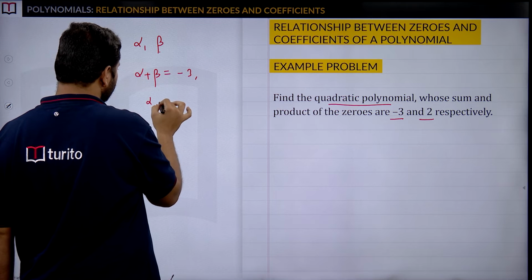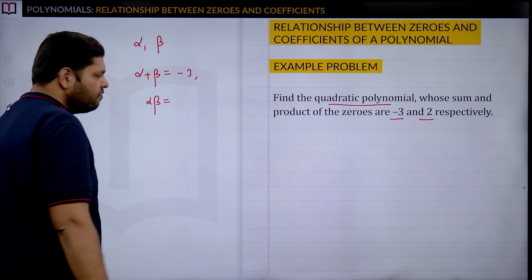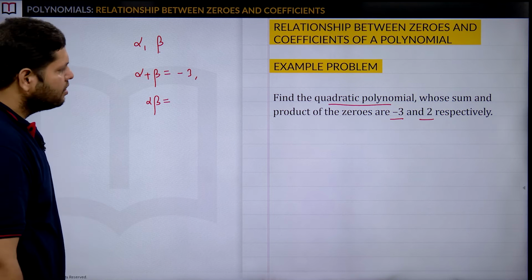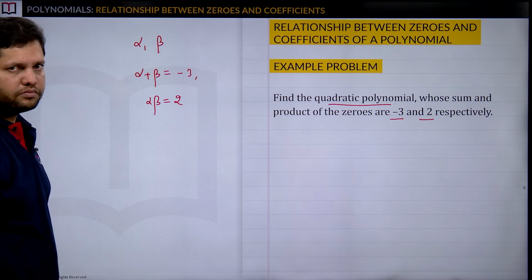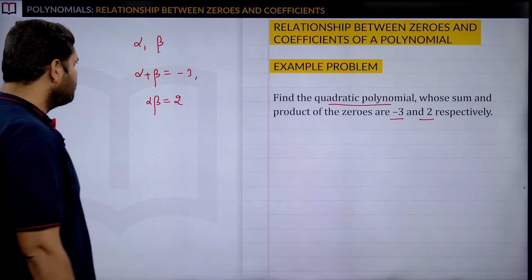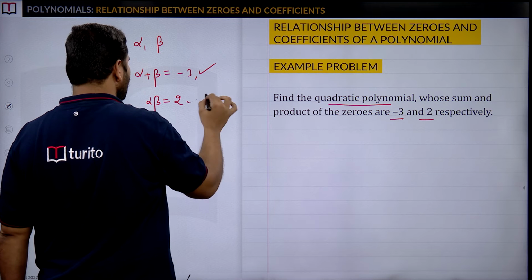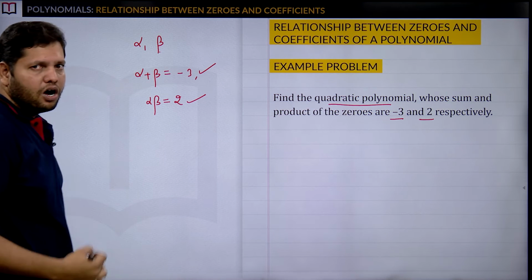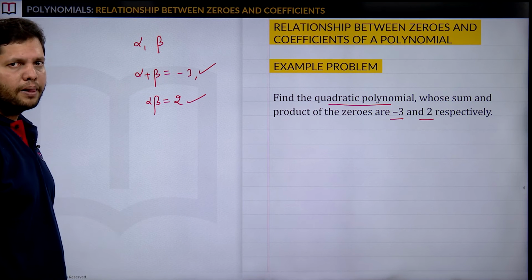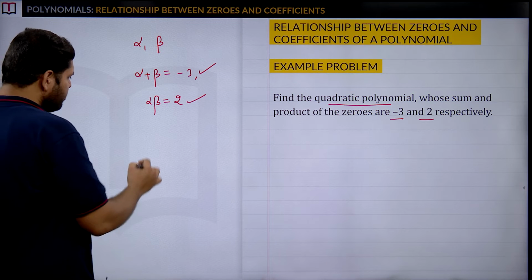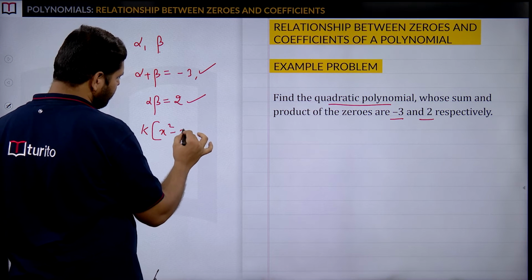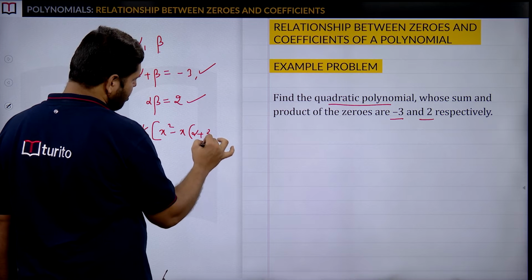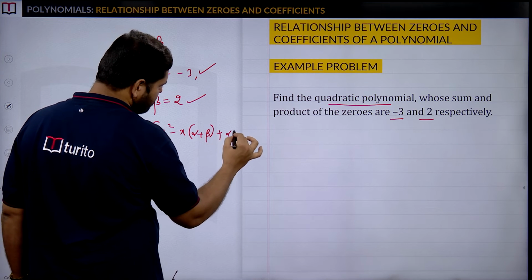And they have given the product. So product means what is the formula, children? Alpha into beta. That is, 2 is the value. Children, we know the sum of the zeros and we know the product of the zeros. So how we can bring the quadratic polynomial? So what is the formula, children? I told you already, that is k into x square minus x into alpha plus beta plus alpha into beta.